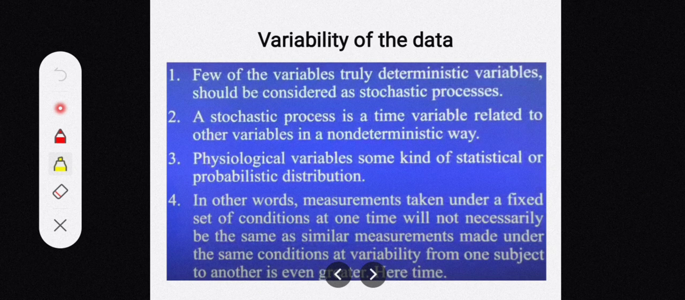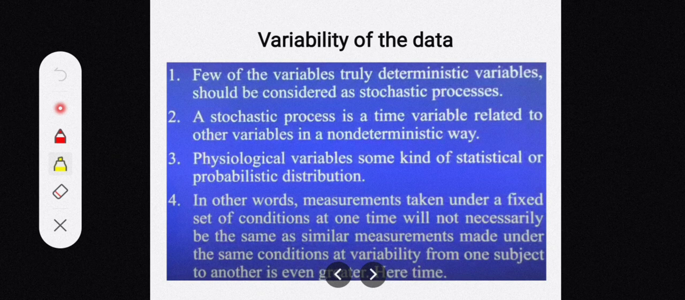That is, a physiological variable obtained from one subject, from one living being, may not match the measurement of the same physiological variable from another living being. So there is variability of data. So what will you do here? Again, statistical methods must be used to estimate or to measure the physiological variable.